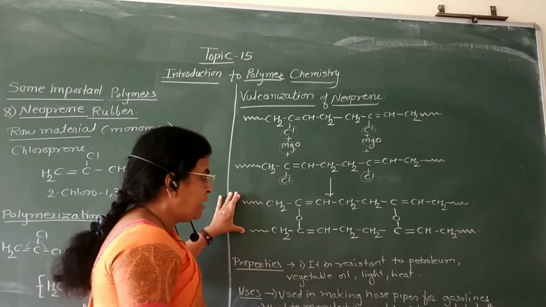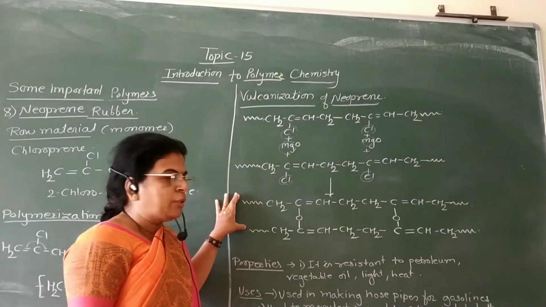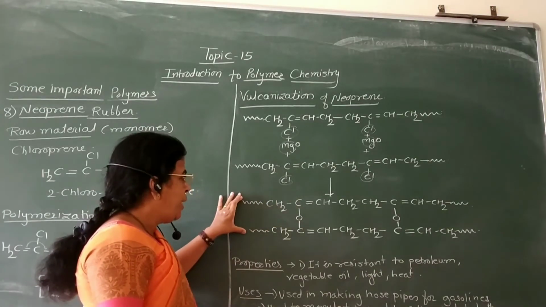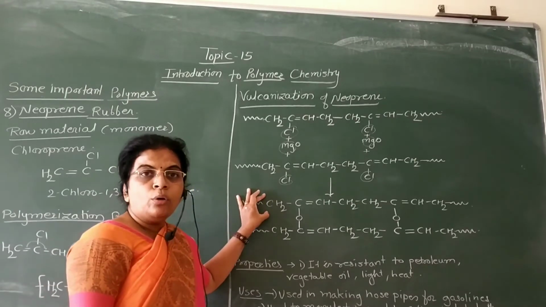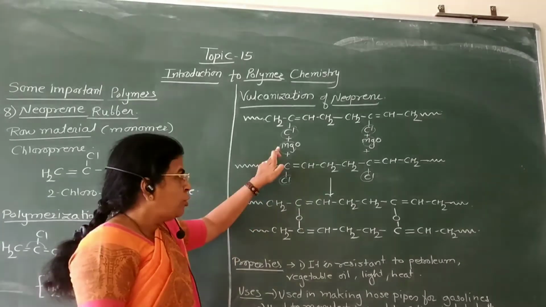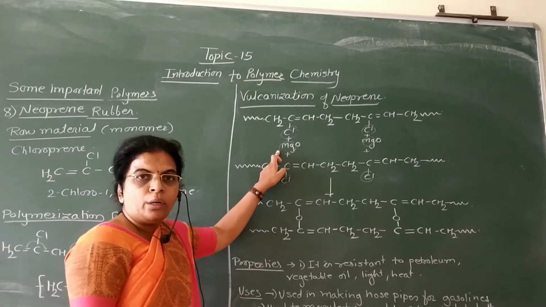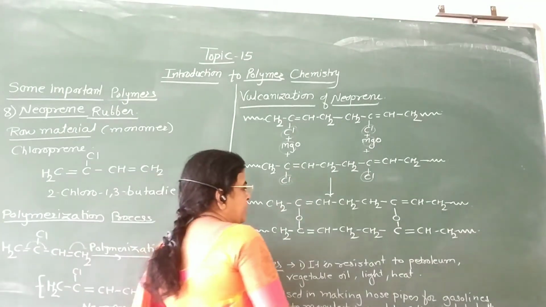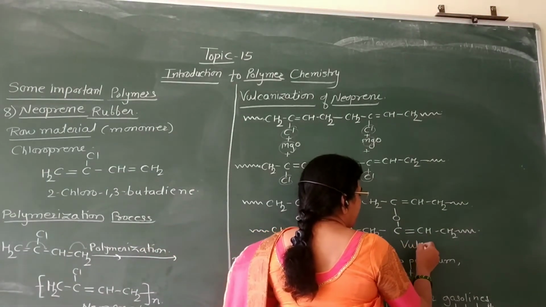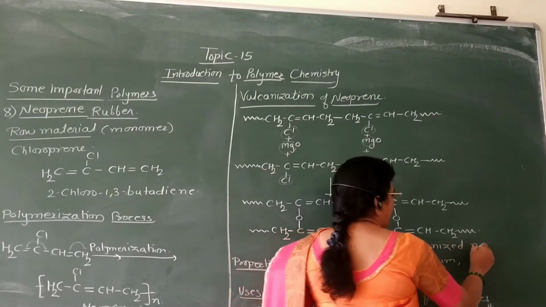Now in the vulcanization process, cross-linking between linear polymers takes place. And here, in this way, a number of such neoprene units undergo cross-linking by the action of this magnesium oxide to form a network polymer or cross-linked polymer. This is vulcanized neoprene.